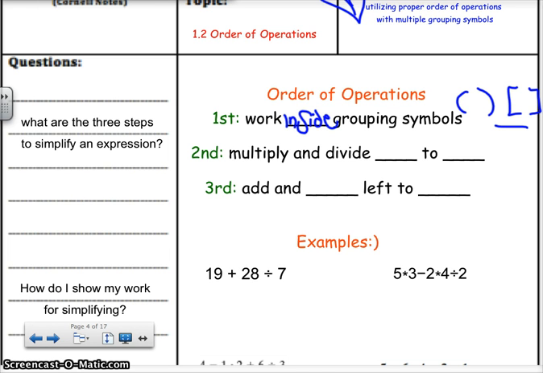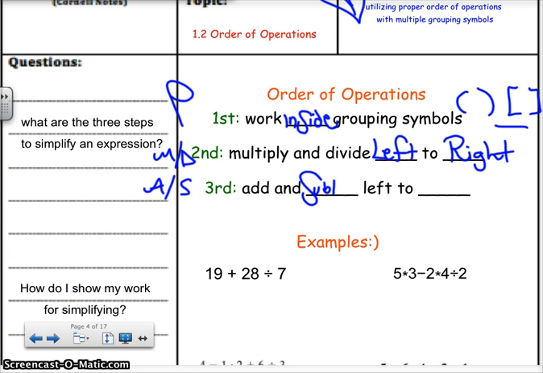Then we multiply and divide from left to right. They are the same level of importance. One is not more important than the other. So this is like the P. This is the M and the D for PEMDAS, right? And last is the A and the S. So you add and subtract left to right. We're just missing the little e for exponents. That's going to be the last thing we do with this unit because it gets a little more advanced with that.